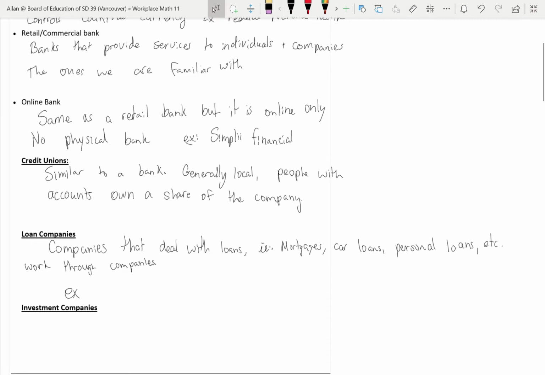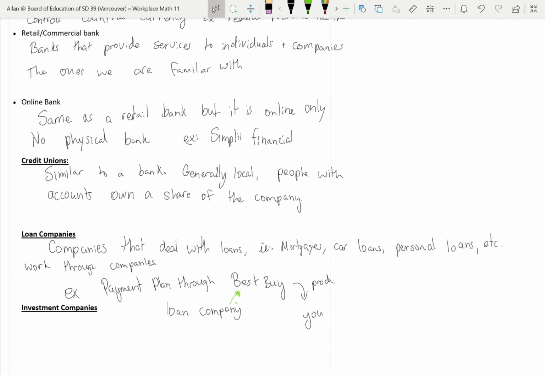An example would be a payment plan through, say, Best Buy. So say you buy a fancy new computer and they have no payments for 36 months. What'll often happen is, if you have a loan company, the loan company will pay Best Buy, and then you get the product, and then you pay back this loan company. However, to make it simple, oftentimes everything is just done through Best Buy, so you're paying through a Best Buy account, so you don't really see this loan company.